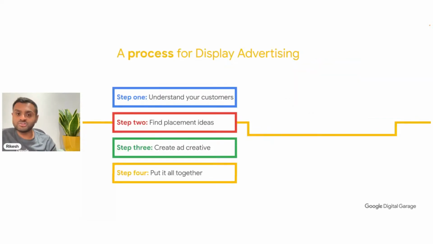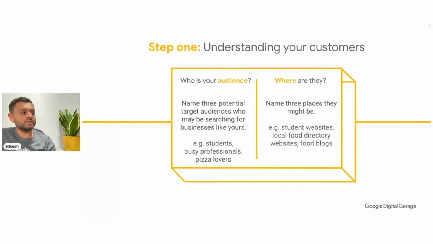So the process for display advertising, you can see we start off very much the same. Step one, understanding our customers. Step two, finding placement ideas. Step three is creating the advert, and then we'll put all the steps together. First and foremost, we want to determine who your audience is.